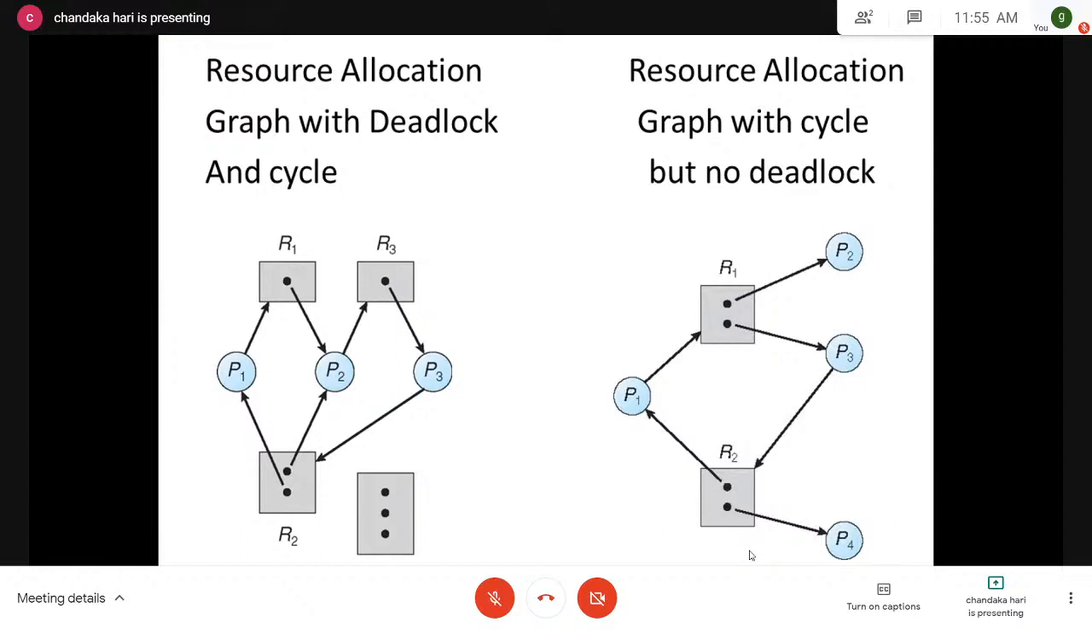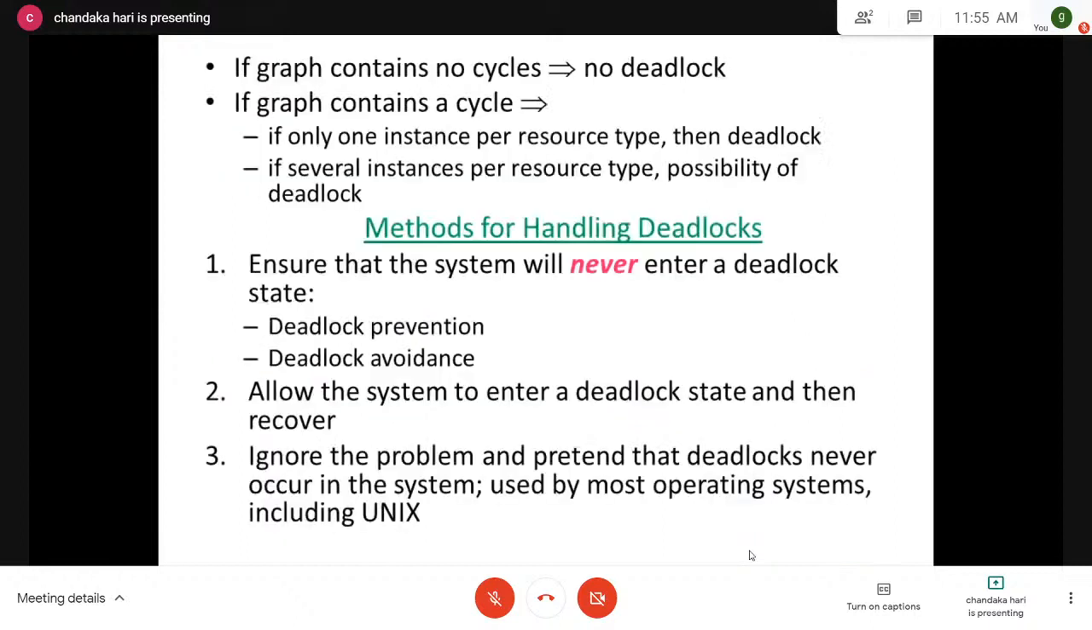Thus, is it clear? That is, if a graph contains no cycles, no deadlock. If a graph contains a cycle and there is only one instance of each resource type, then it is in deadlock. If there are several instances for each resource type, possibly there may not be a deadlock. That's it. This is how you explain deadlock characterization using a resource allocation graph. Now we can clearly understand what a deadlock is.